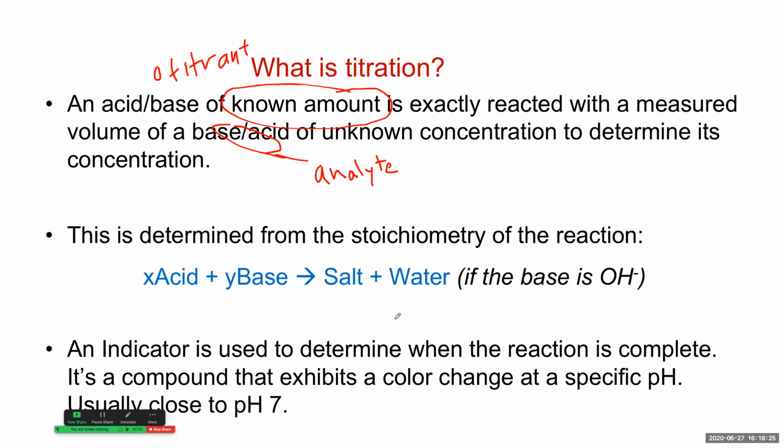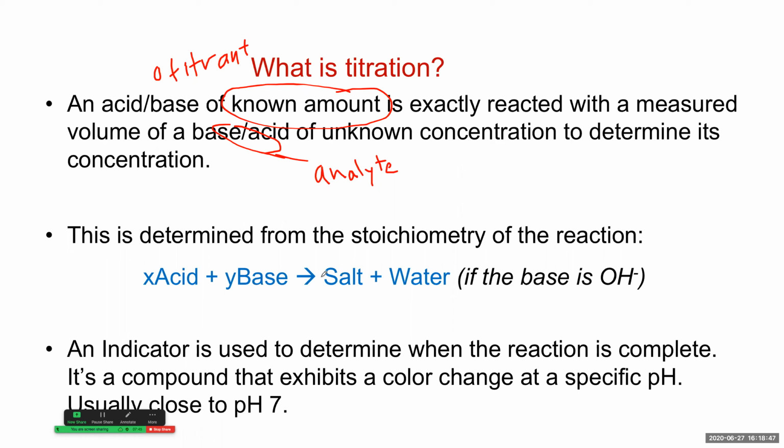So how do you know when the reaction is complete? Well, use an indicator. This is a chemical that changes color at the pH when the reaction is complete. If it's a strong acid and a strong base, the reaction will be complete when the pH is 7. That's neutrality. We talked about that before. The solution is neither acidic nor basic.